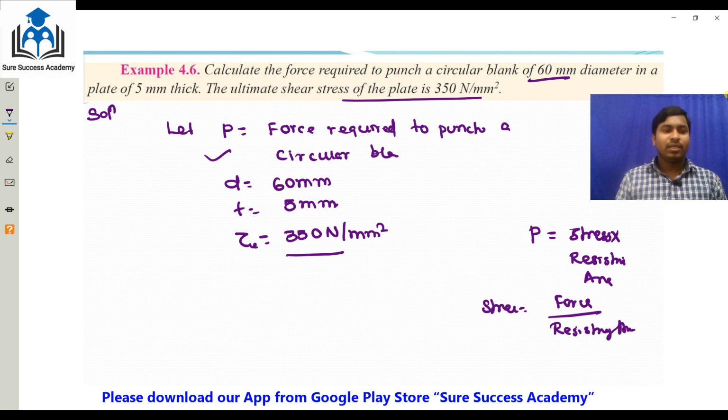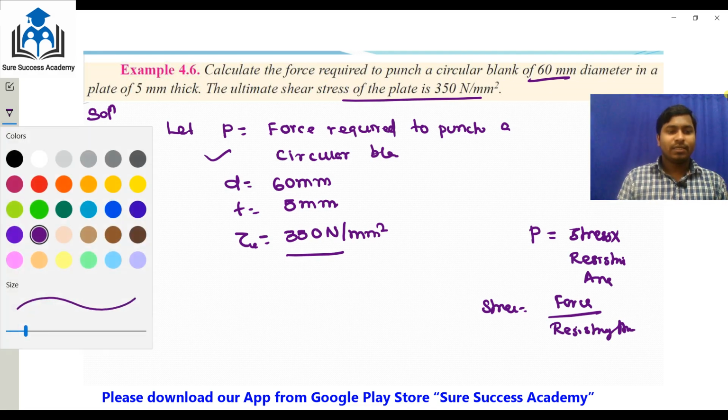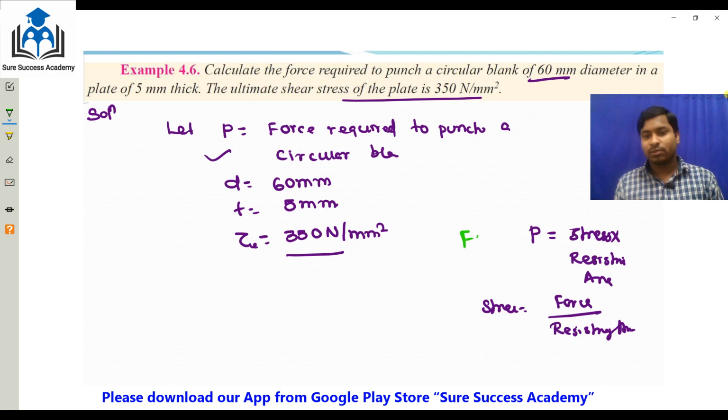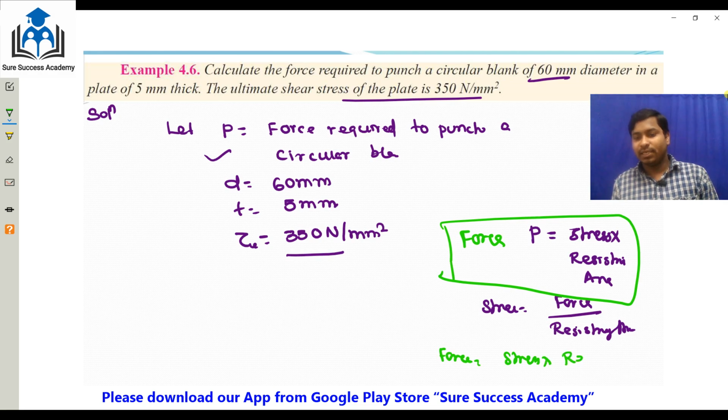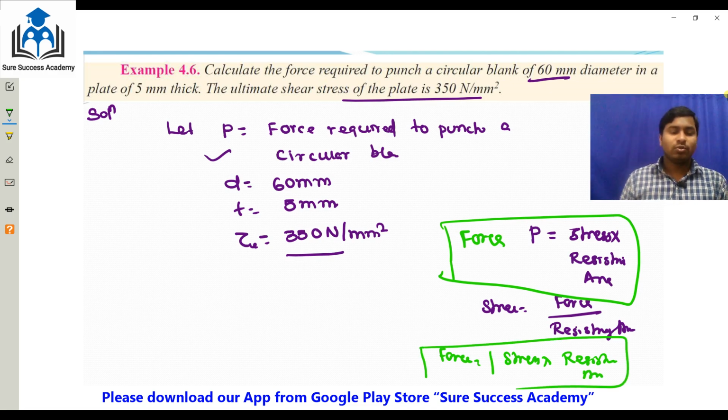Area. That's why, remember that force is equal to stress, or ultimate stress, into resisting area. So we can say that force is equal to stress into resisting area. If you know the resisting area, then the problem will be solved. So now what is coming?